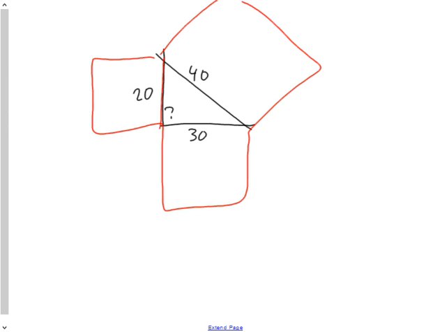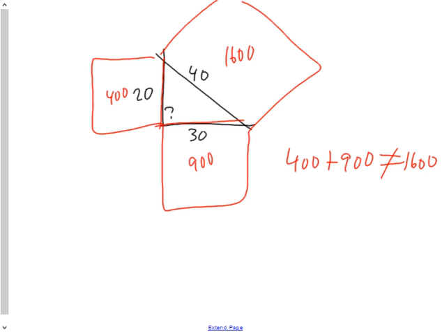identify this as a leg and this is a leg, and say, well, this area, which is 20 times 20, which is 400, and this area, which is 30 times 30, which is 900, must equal this area, but 40 times 40 is 1600. Therefore, 400 plus 900 does not equal 1600, and therefore it's not 90 degrees.